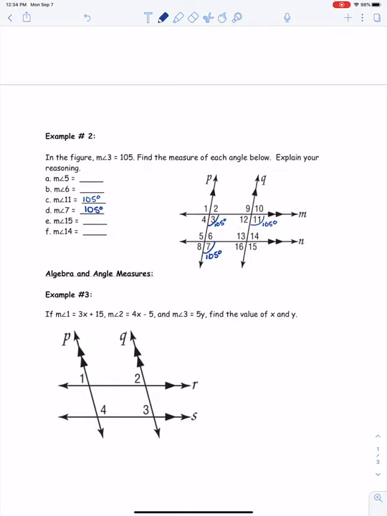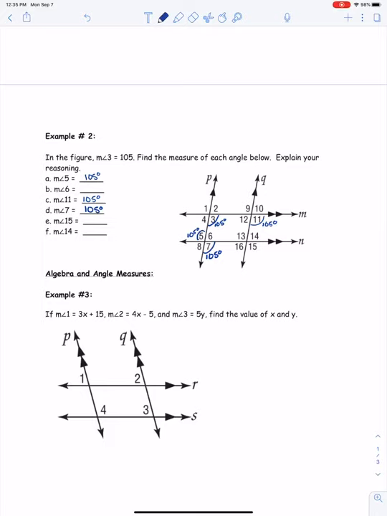Okay, so let's look. Angle 3, let's look. We have to find angle 5 now. Angle 5's position to angle 3 is that they are alternate interior angles. And because they're alternate interior angles, guess what? They must be congruent as well. So now we've got 3 of our angles down, okay?